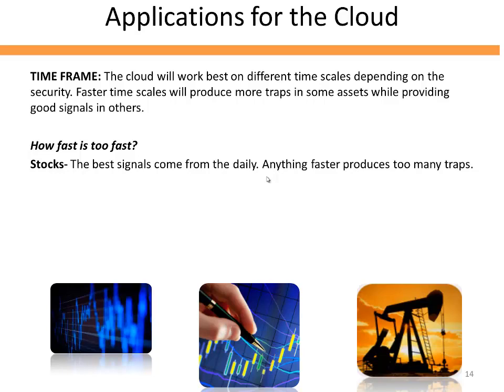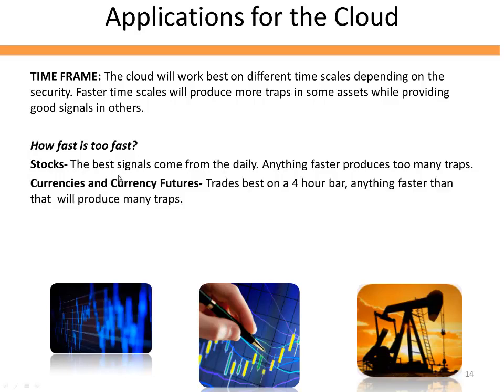So stocks work best on a daily chart. If I'm trading something that is a month away, if I'm trading December options, the daily works best. Anything faster, unless you're quick and you can day trade, daily does work best for stocks. Currencies and currency futures, 4-hour bar. If you trade a 15, a 30, or a 1 hour, you will just get chopped up.